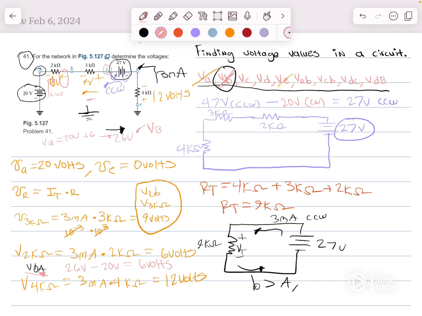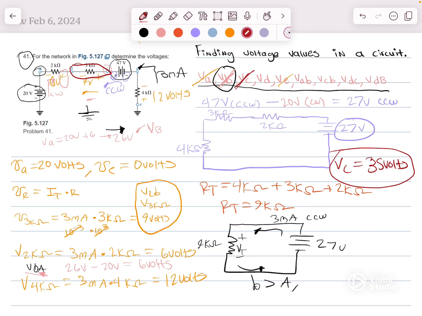So I'm going to update our diagram. We found VB. We still need to find VC and VD for our nodal voltages. I'm going to change colors again. Here, I'm thinking about B to C. Going counterclockwise from C to B, I dropped 9 volts. But here, I'm going the opposite direction. So instead of dropping 9 volts, I'm going to add 9 volts to VB. So VB plus 9 volts, 26 plus 9. I know that VC equals 35 volts. 35 volts, okay. I can cross out another one of my nodal voltages.